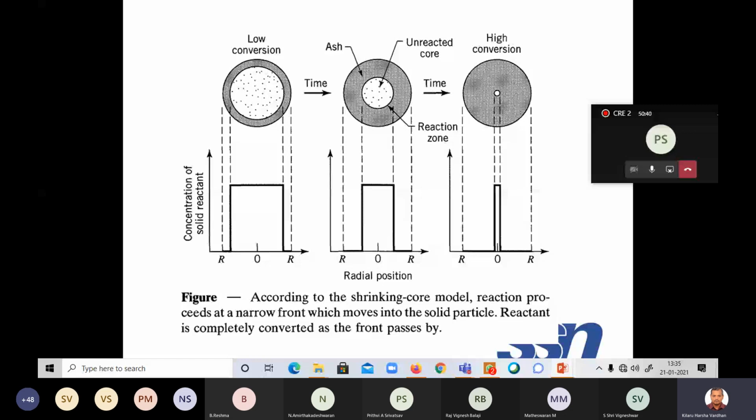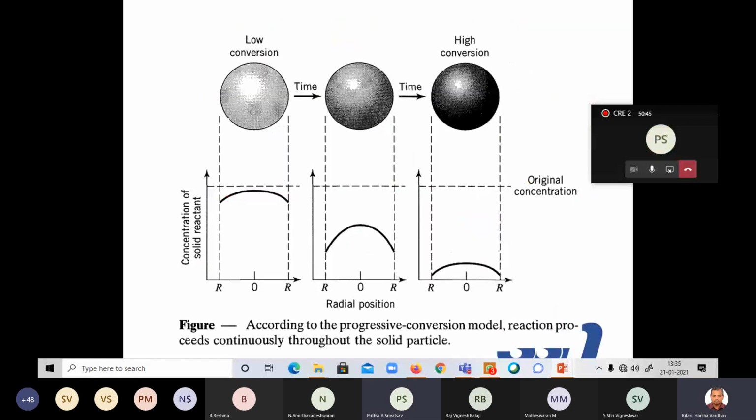Did my point come across clearly? Yes, sir. Yeah, got it, sir.